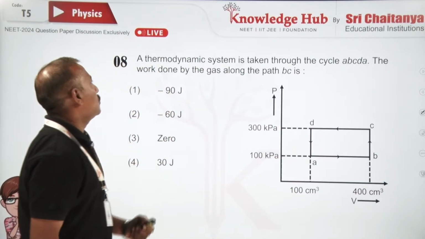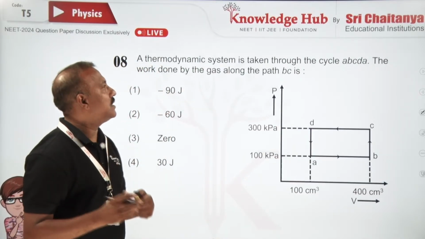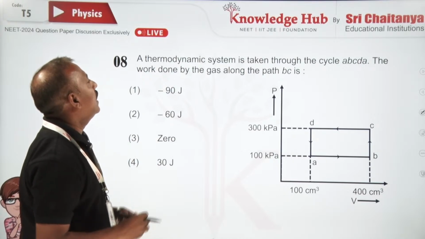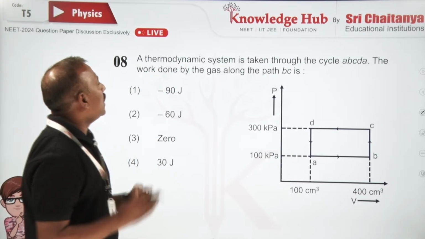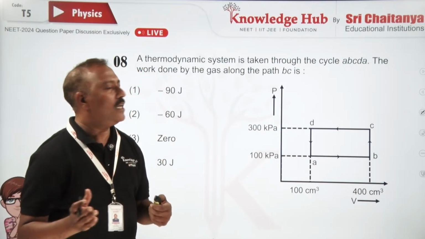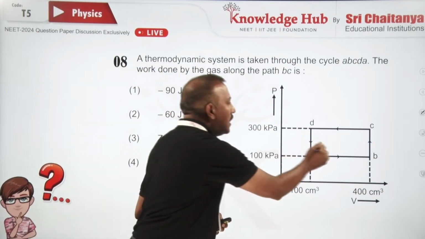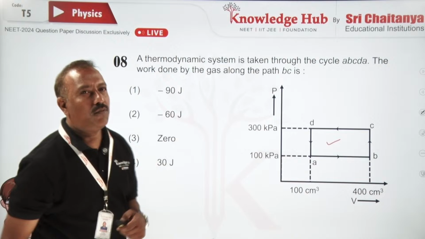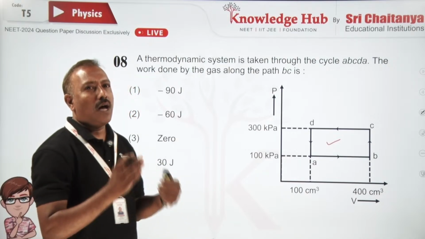Moving on to the 8th question. A thermodynamic system is taken through a cycle A, B, C, D, A. The work done by the gas along the path BC is. Children, many of you have calculated the entire cycle work done, but it is wrong. You are asked to find.